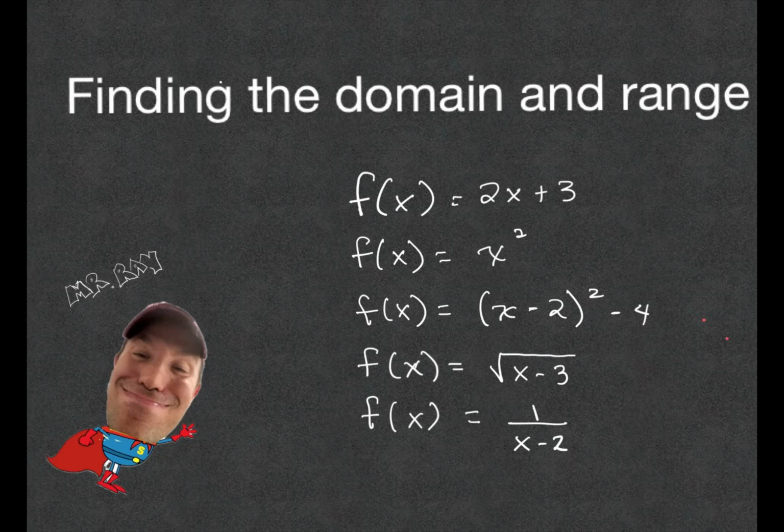Today what we're doing is we're finding the domain and range of these functions here: 2x plus 3, x squared, (x minus 2) squared minus 4, the square root of x minus 3, and 1 over x minus 2. I'm excited. Let's get started.